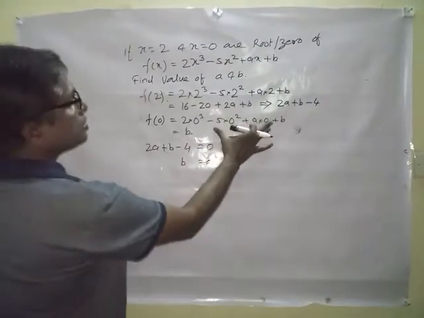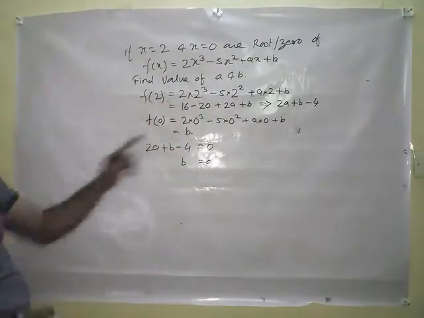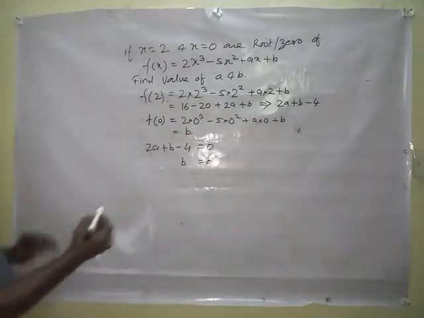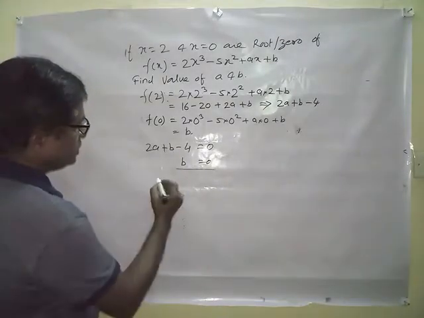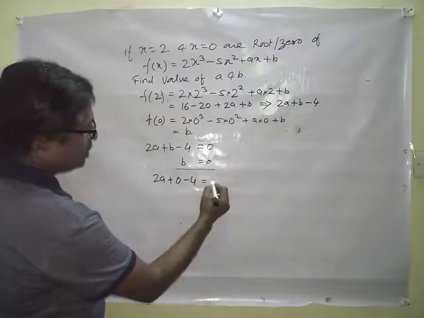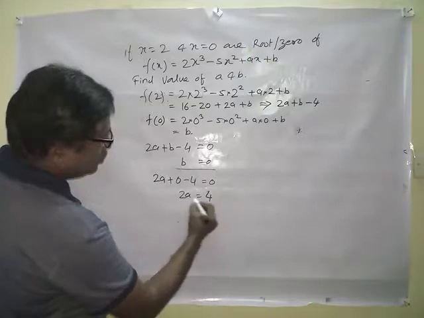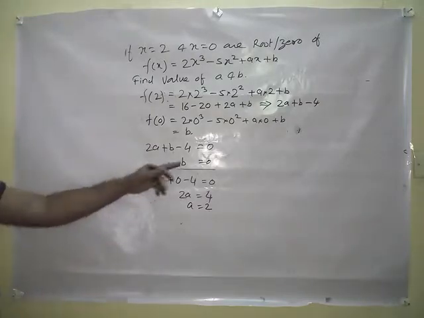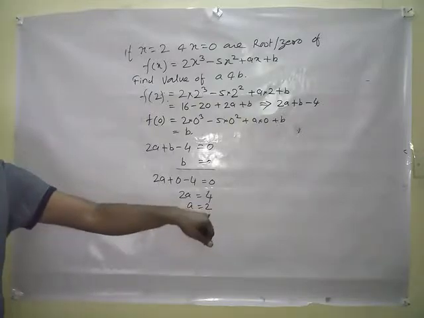Because whatever is the solution here will become a zero, because these two values are zeros or roots of this polynomial equation. So I find out that b is equal to 0. Place b equal to 0 in this equation to find the value of a. 2a plus 0 minus 4 equal to 0. So 2a equal to 4, taking it to this side it becomes plus 4. So a equal to 2. So b is equal to 0 and a is equal to 2 is your answer.